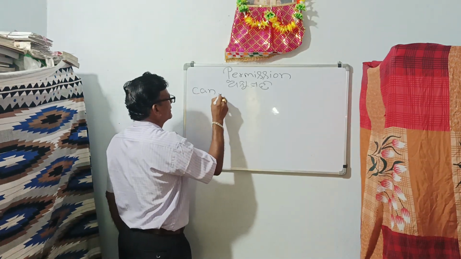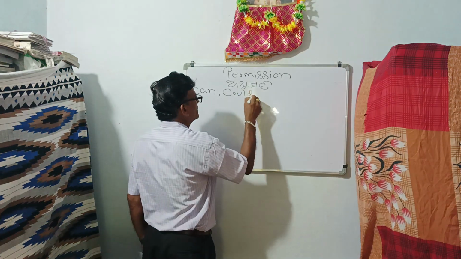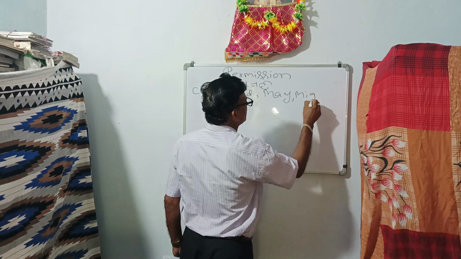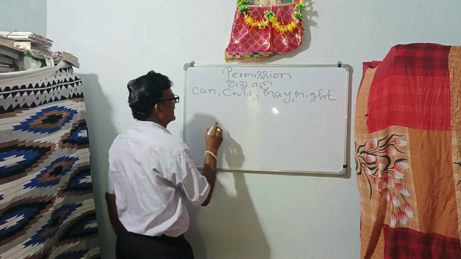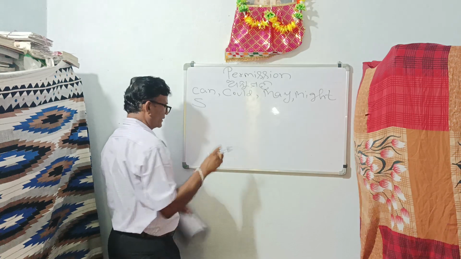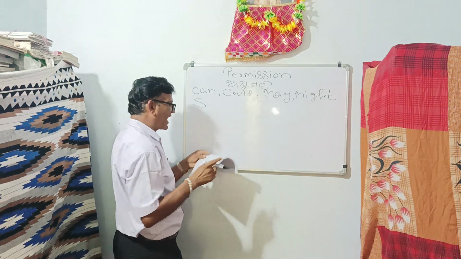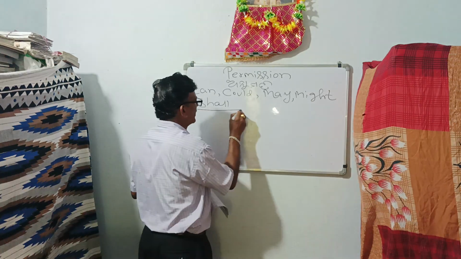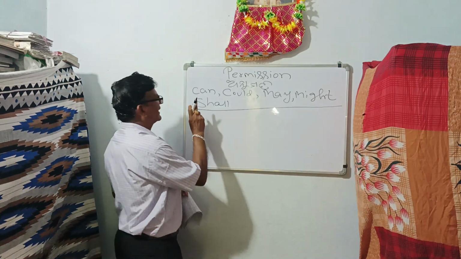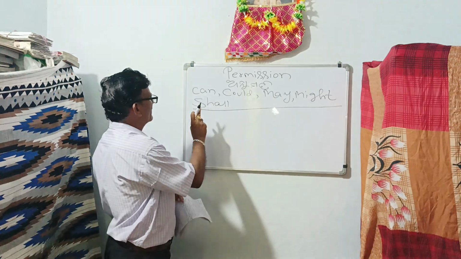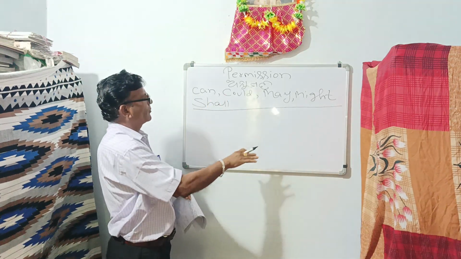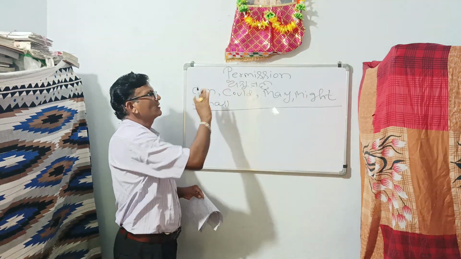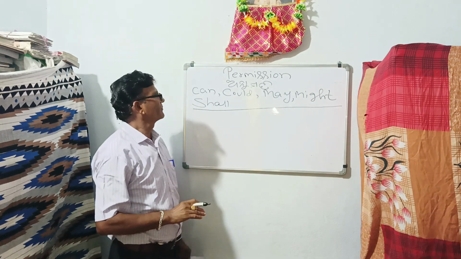Can, could, may, might, shall. These 5 modal auxiliary verbs, can, could, may, might, shall, are used to express permission in a sentence.